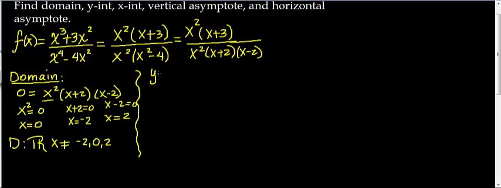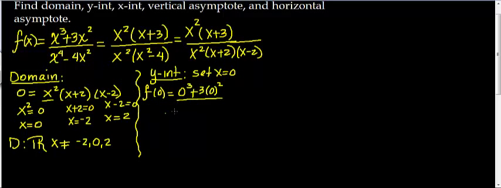For y-intercept, we set x equal to 0. And that means all these x's, I'm going to plug in a 0 and see what I get. Whatever I get when I evaluate that, that's where my y-intercept occurs. So this is like evaluating f of 0. F of 0, and I plug in a 0 anywhere there's an x. So 0 cubed plus 3 times 0 squared over 0 to the 4th power minus 4 times 0 squared.